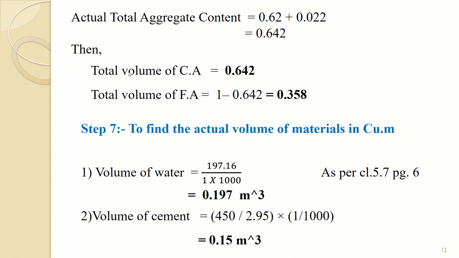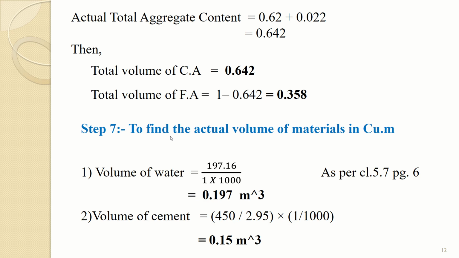Among this 0.642, if you consider the total 100% of volume of coarse and fine aggregate, and deduct this value from 1, 1 minus 0.642, you will get the total volume of fine aggregate. In this way you got the total volume of coarse aggregate and fine aggregate.